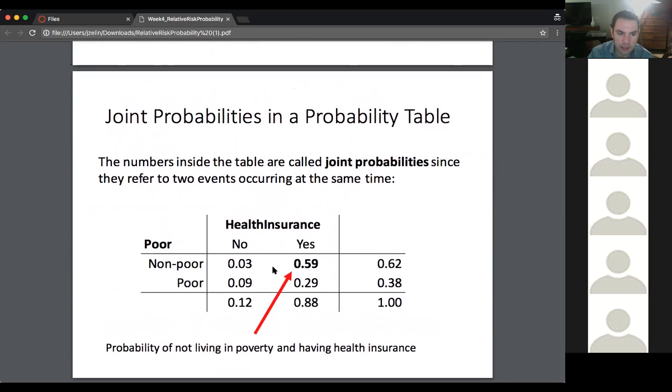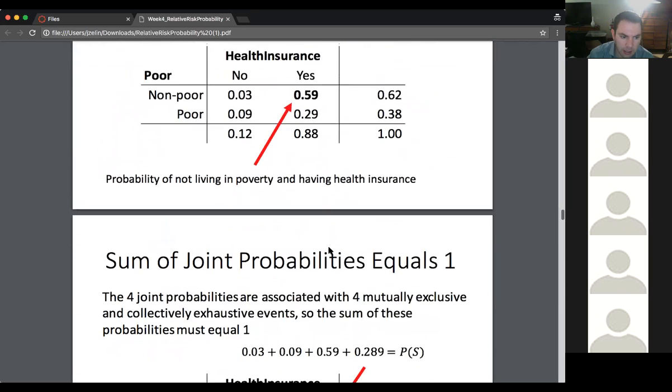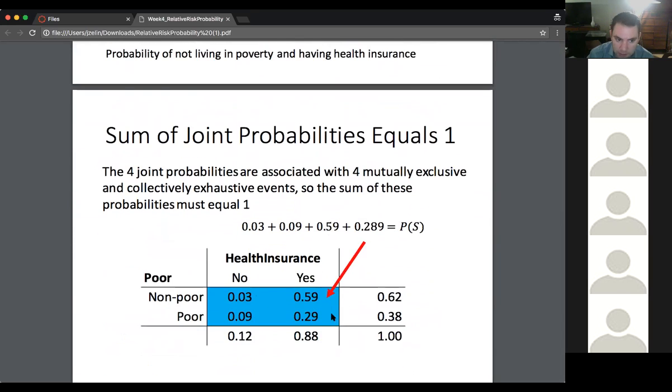And if we look inside the table, these are what's called your joint probabilities, and they refer to the two events occurring at the same time. So in this case, the probability of not being poor and having health insurance is 0.59, or 59% of the people are not poor and have health insurance. And if we add all of these joint probabilities together, we're also going to get 1, which is the sum of the sample space.